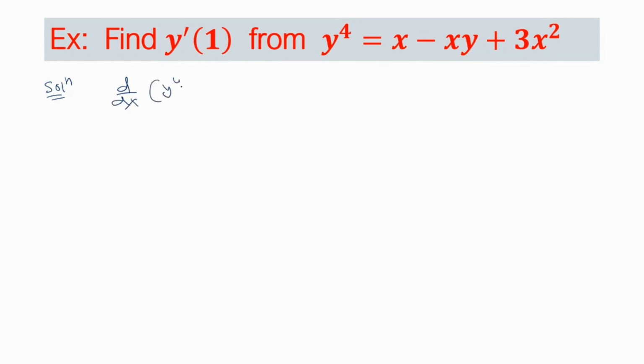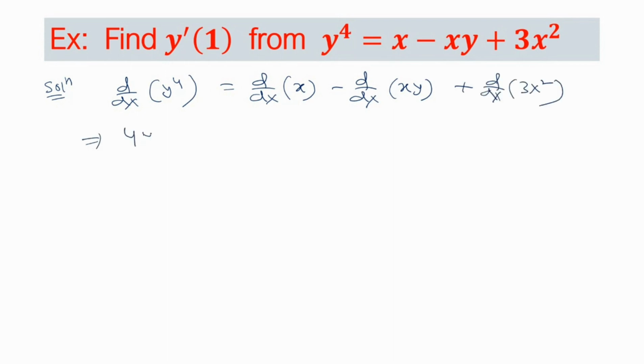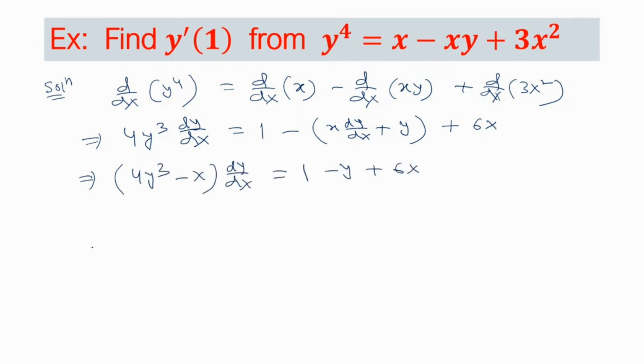So apply d/dx on both sides. So apply the chain rule here: 4y to the power 3 dy/dx is equal to 1 minus, here apply the product rule, x dy/dx plus y, plus 6y dy/dx. Collect dy/dx. dy/dx is equal to (1 minus y) over (4y to the power 3 minus x plus 6y).